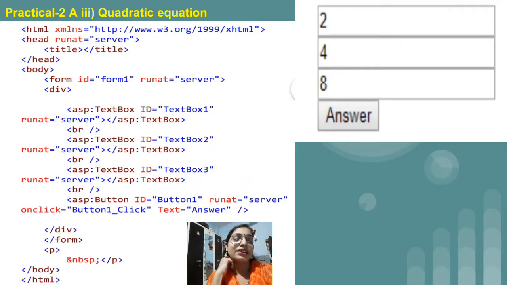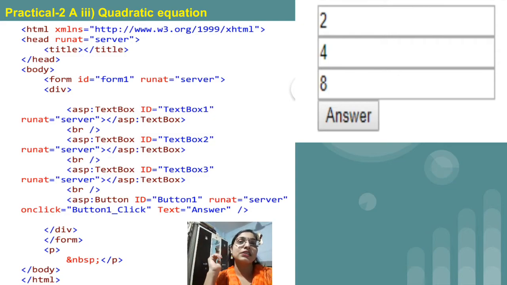Hello students. In today's lecture we are going to continue with practical number 2A only. In practical number 2A we have a total of 4 questions. We already did 2 questions in the last lecture. In today's lecture we will continue with the same topic, that is quadratic equations.